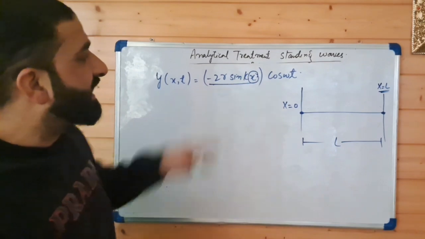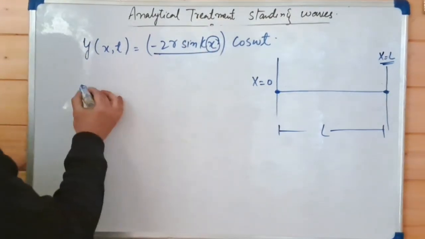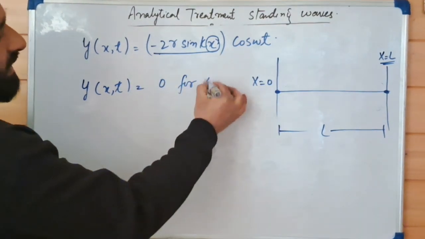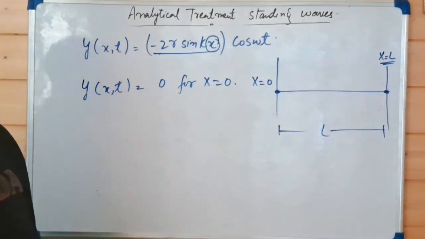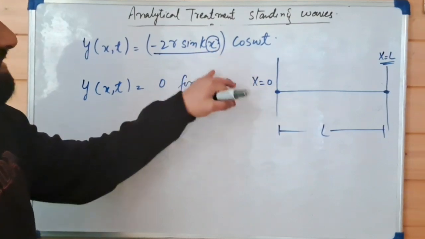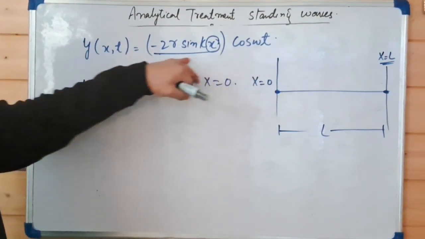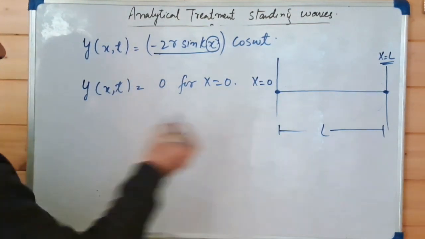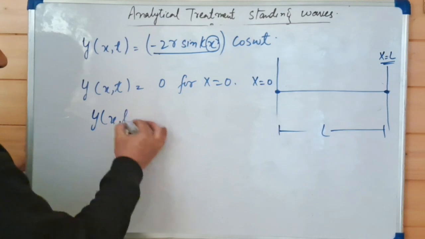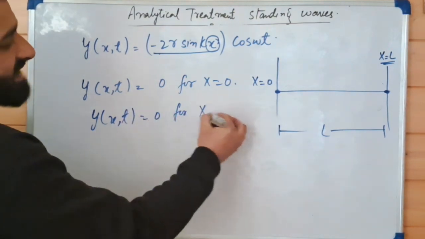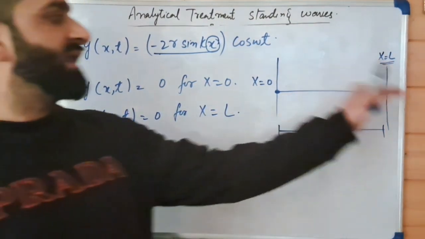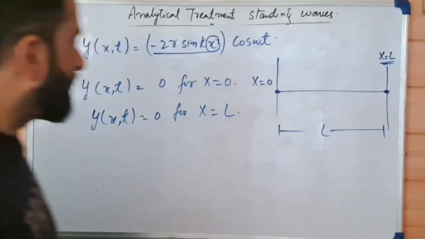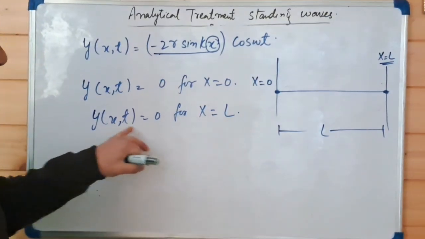So we can see that here y(x, t) is equal to 0 for x equal to 0, because sin(kx) is equal to 0, sin 0 is equal to 0, this whole term becomes equal to 0. So y(x, t) is equal to 0. Also we know that y(x, t) is equal to 0 for x equal to L. At the other fixed end of the string, there is a node, the displacement is equal to 0. That means for x equal to L, y(x, t) is equal to 0.